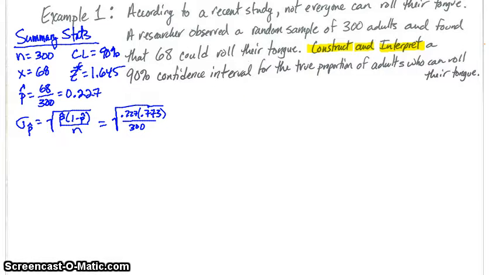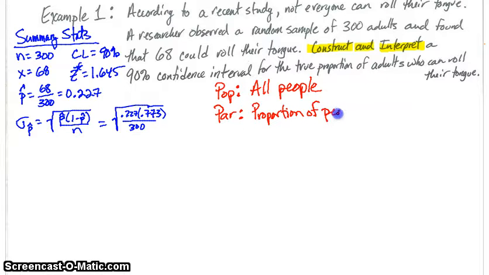Next, what is the population in question? What population are we worried about? We're worried about all people. So we are going to be able to infer about all people. What parameter is the one in which I'm interested? I'm interested in the proportion of people who can roll their tongue. So far, this is a basic setup. What comes next?